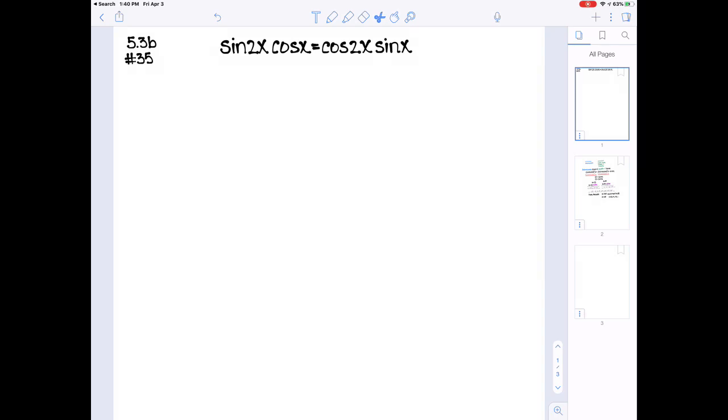Solve. The first thing we need to do is make all the angle measures the same. Currently, some of the angle measures are 2x and others are x.